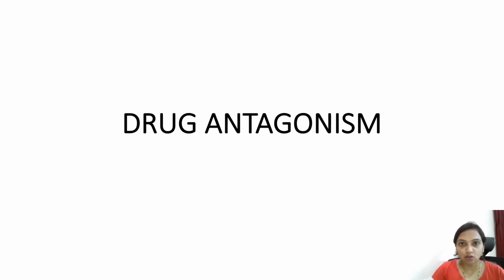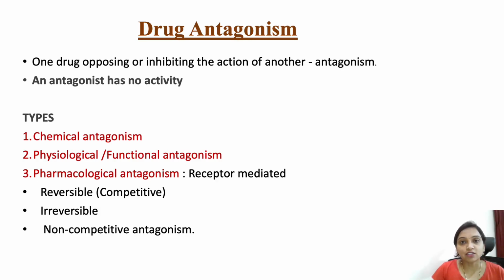Hello, today's topic is drug antagonism. A drug is said to be antagonized when one drug interferes with, inhibits, or opposes the action of another. And we have some terminology, that is intrinsic activity, which usually deals with all these agonist, antagonist, and inverse agonism reactions.